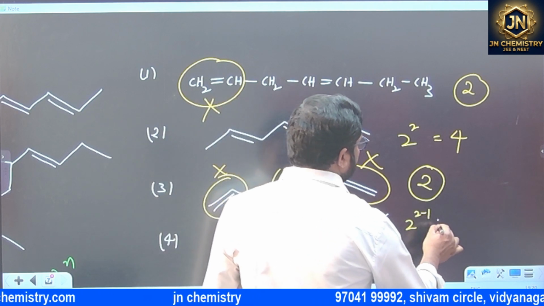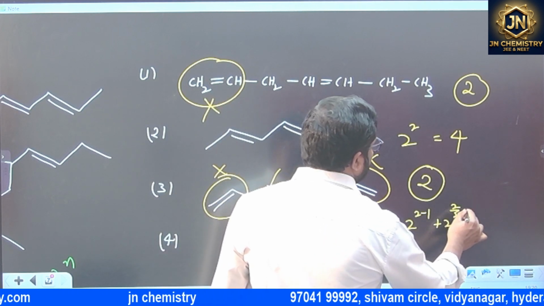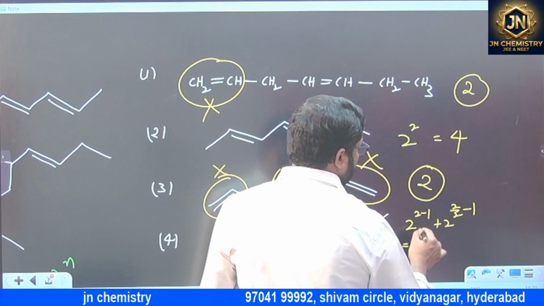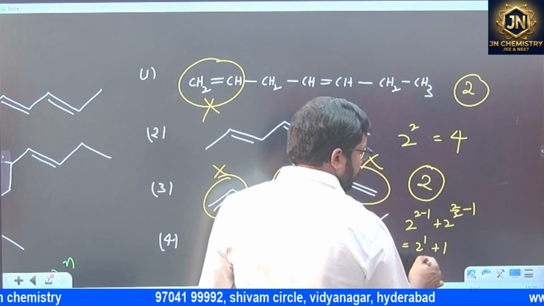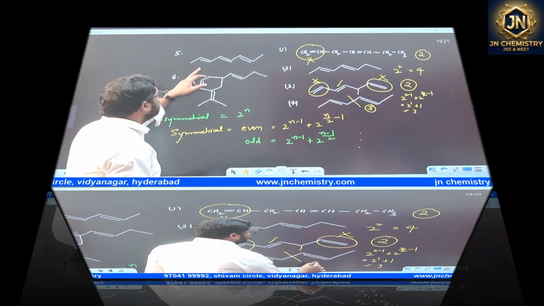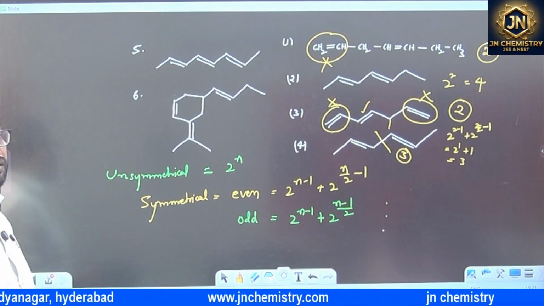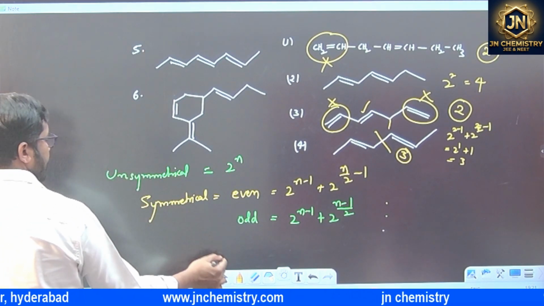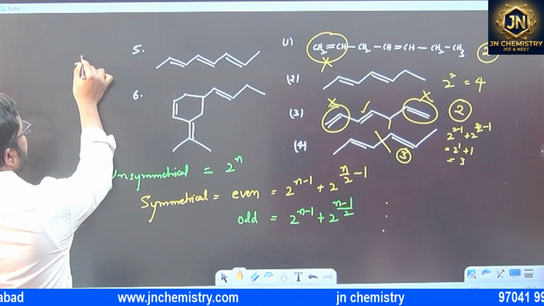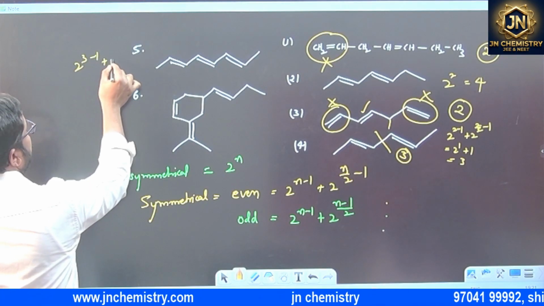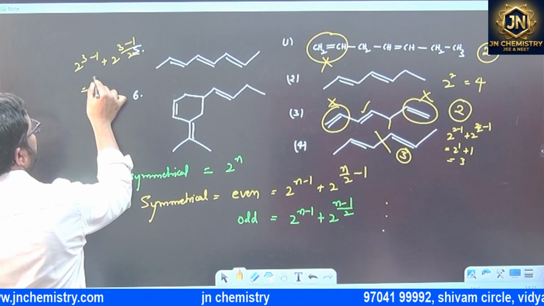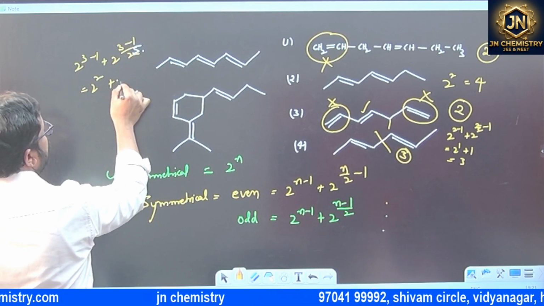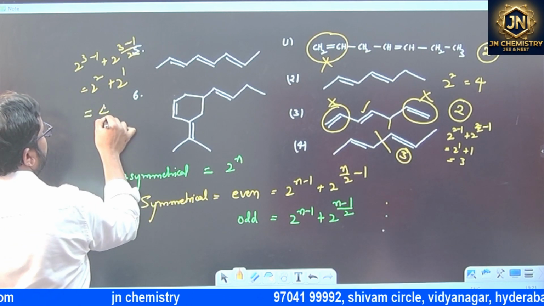2 power 2 minus 1 plus 2 power 2 by 2 minus 1. 2 power 1 plus 2 by 2 minus 2 power 0, which is 1. So 3. This is symmetrical, odd. 2 power 3 minus 1 plus 2 power 3 minus 1 by 2. 2 power 2 plus 2 by 2. 2 power 1. 4 plus 2.